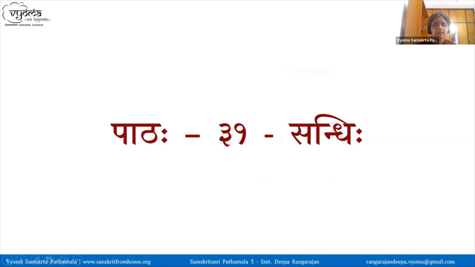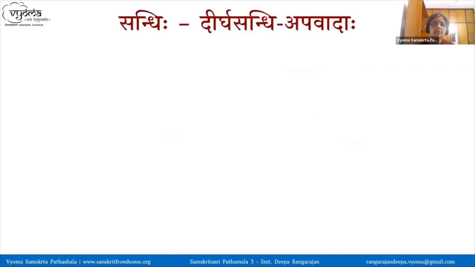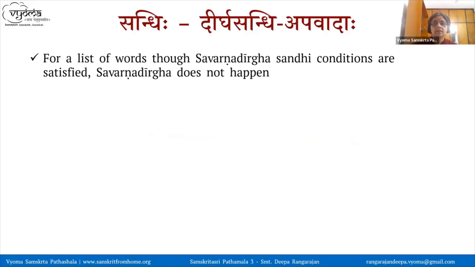So in lesson 31, Sandhi is continued. First are the exceptions to Savarna Dirgha Sandhi. For a list of words, though Savarna Dirgha Sandhi conditions apply, the Savarna Dirgha Sandhi itself does not happen. We will see where. Shakandhuhu. It does not become Shakandhuhu with a long vowel. There is an akara at the end of Shaka and an akara at the beginning of Andhuhu. Shaka is the name of a country and Andhu is a well. So a well in that country, Shakandhu, for which we do not apply the Savarna Dirgha.